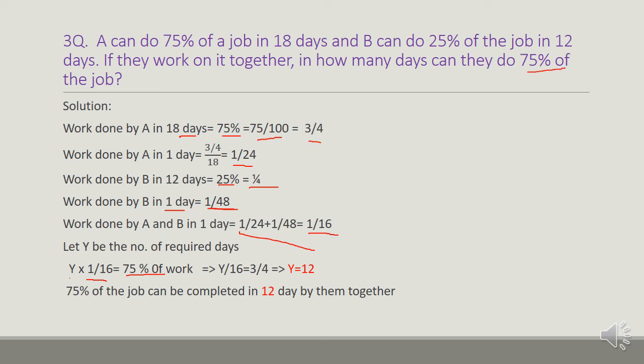Here y is the number of days, that is time. 1 by 16 is the efficiency, which is equal to 75%. Here it is the work. 75% is equal to 75 by 100, that is equal to 3 by 4. By solving the equation we will get the value of y. y is equal to 12. Then 75% of the job can be completed in 12 days by them together.